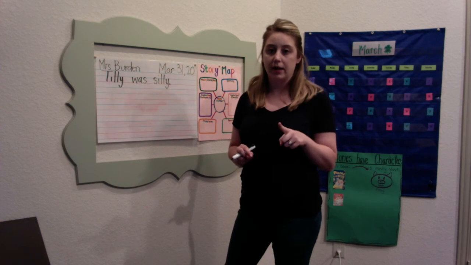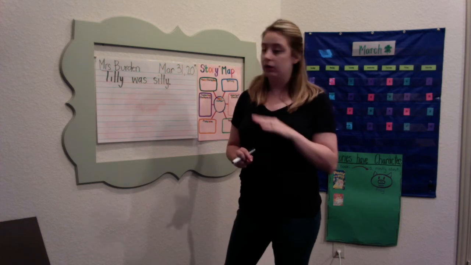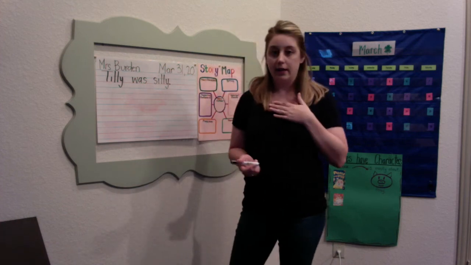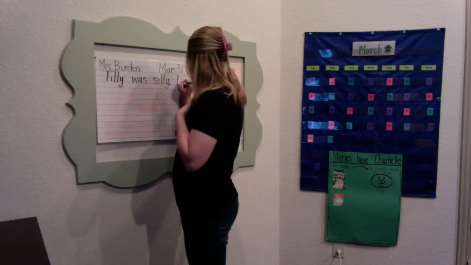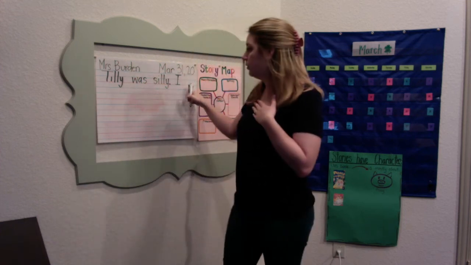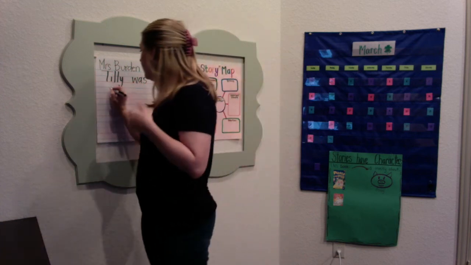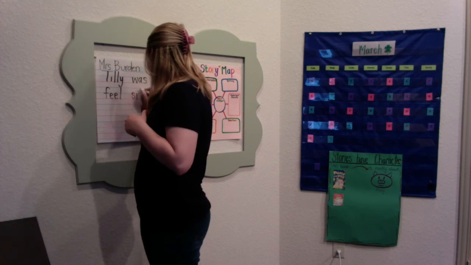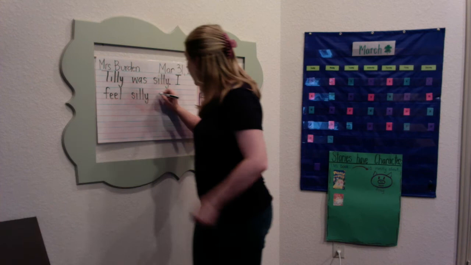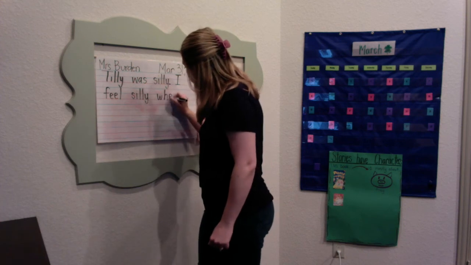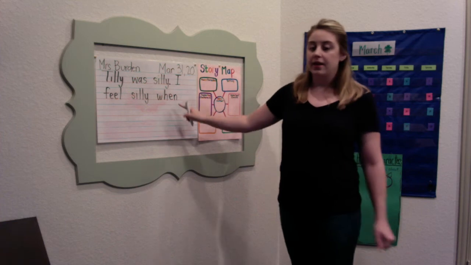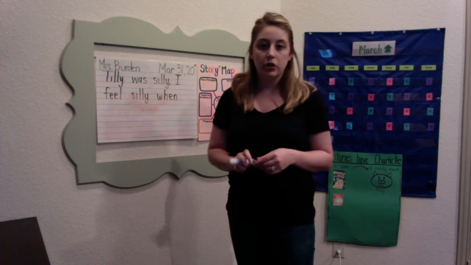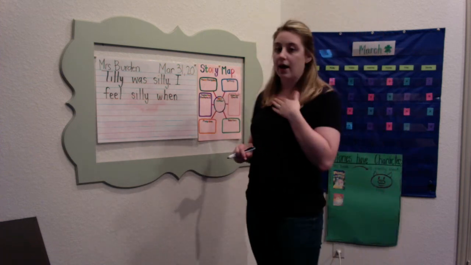is one that you are going to make up using your information and making it all about you. So this is where you're going to write, I feel silly when, so I'm going to start that out. I don't have any more room, so I'm going to go on to that next line. I feel silly when, okay, this is where you are going to continue your sentence. Now, just to show you, I'm going to finish it out on a time when I feel silly.